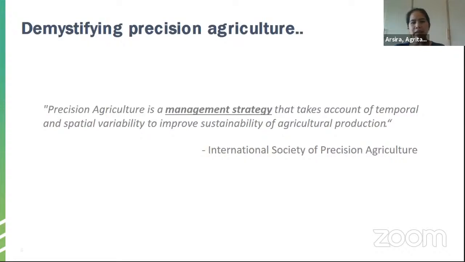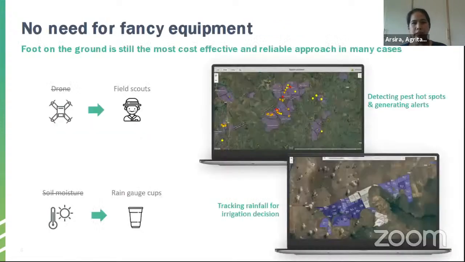Now, by management strategy, and this is the keyword, this means that you do certain operations and an approach that fit best for your farm. So what does it mean? It means that there's no need for fancy equipment or hardware. And here, I would still put forth a rather controversial ground that at the end of the day, foot on the ground is still the most cost-effective and reliable approach for data acquisition.